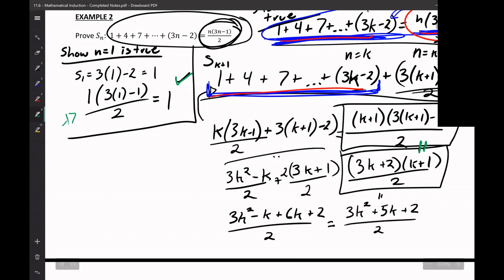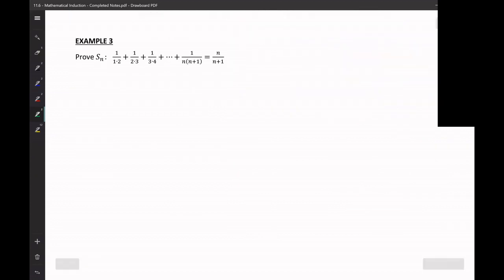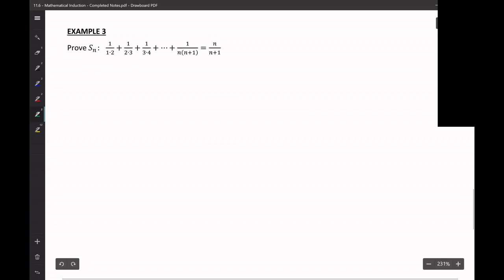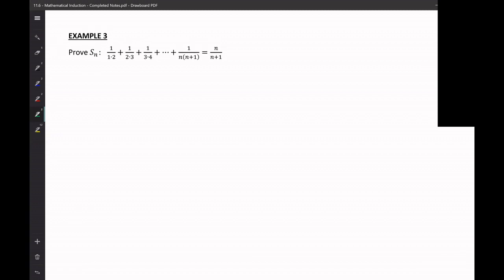Okay? So let's look at the next example. So in example 3, it gives us a sum and then asks us to go through and show that it's actually true. So this is a prove thing again. Okay, so you use proof by induction. It's always the same thing over and over again. Okay? So you start off with n equals 1. So show n equals 1 is true.